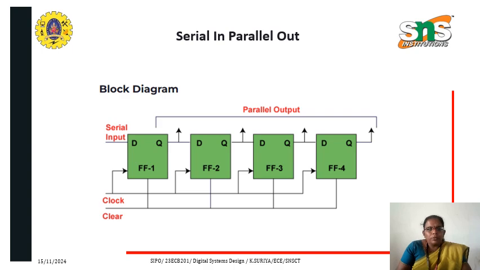The parallel outputs provide access to the stored data in the shift register. Each flip-flop's output is connected to a separate output line, enabling simultaneous access to the stored data bits. The clock signal synchronizes the shifting of the data within the shift register. Typically, the clock edge triggers the transfer of data from one flip-flop to the next. The rising or falling edge of the clock signal can be used depending on the specific implementation and requirements.